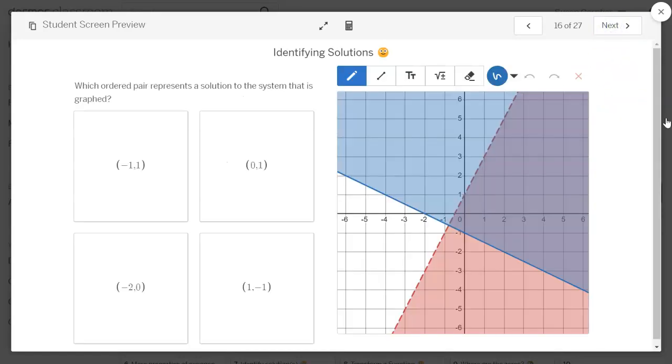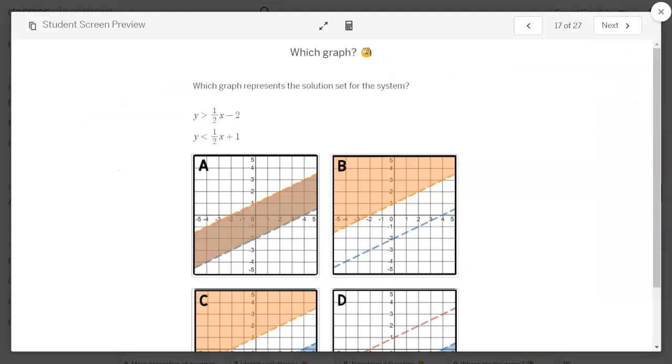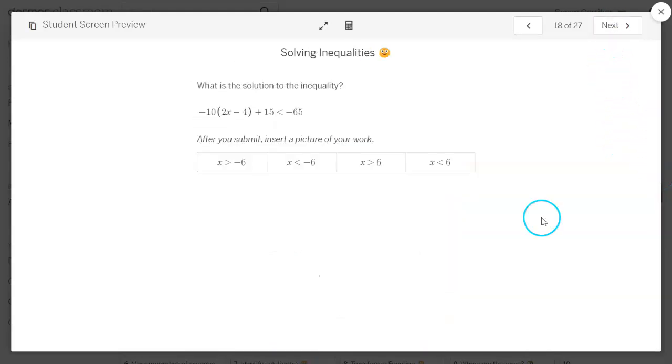Here's a system of inequalities, and they're going to choose the ordered pair that represents a solution to this system. Here they have another system of inequalities, and which graph represents this system. Now they're going to solve an inequality, and after they submit, they will insert a picture of their work. For this one, I would have them work it out on a mini whiteboard, and then when they take a picture with their device, they can upload it into the box when it says to explain.